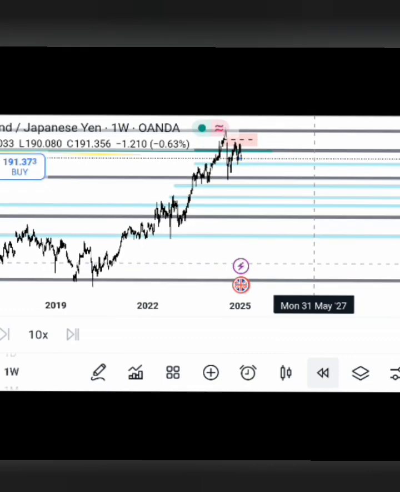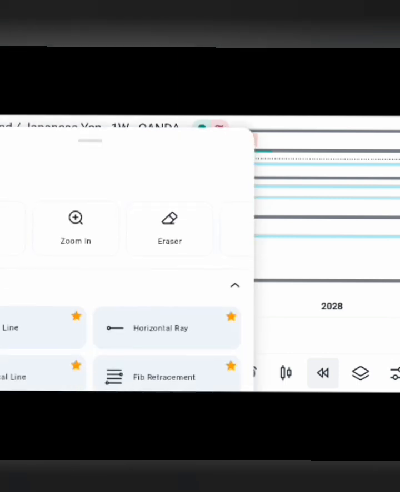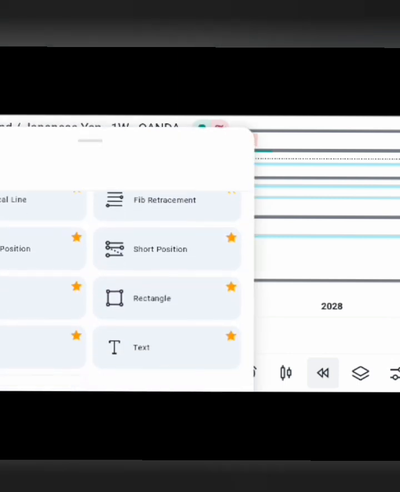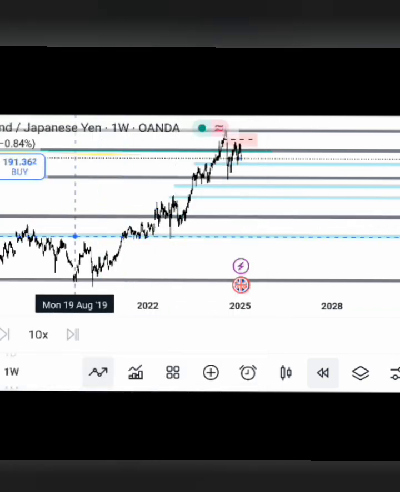Oh Lord, what did I do? Let's delete that thing. Good. I was supposed to use this one, isn't it? Good. This part. Alright. Let's go.